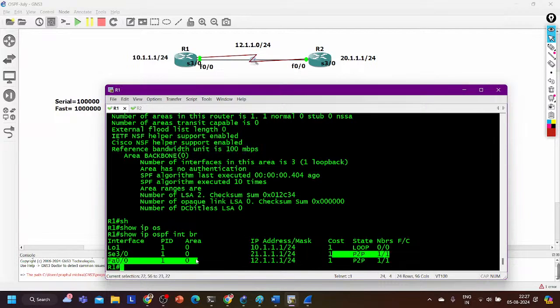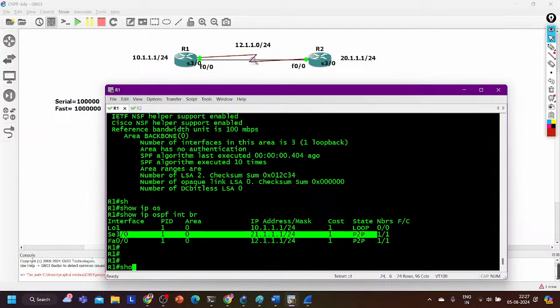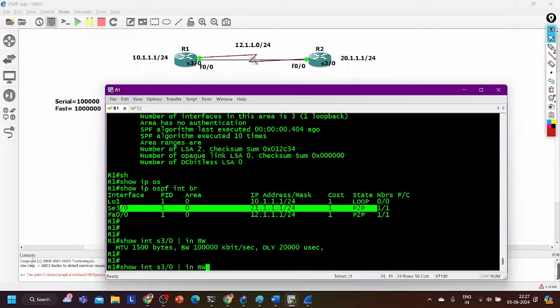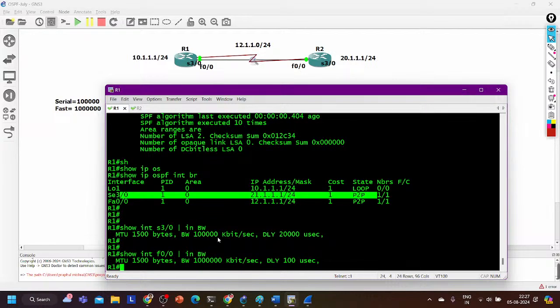And show IP OSPF interface brief. Cost is same on both links, correct? But bandwidth is not same, right? So interface serial 3/0, include bandwidth, and interface F0/0, bandwidth. See, bandwidth is different. Then also OSPF is calculating what, guys? Same cost.